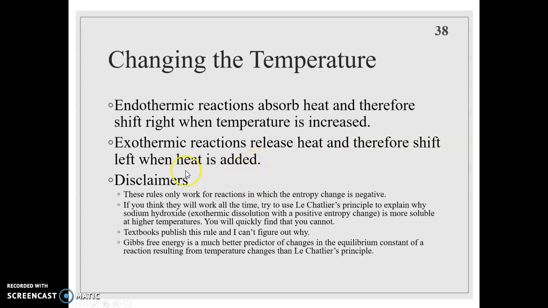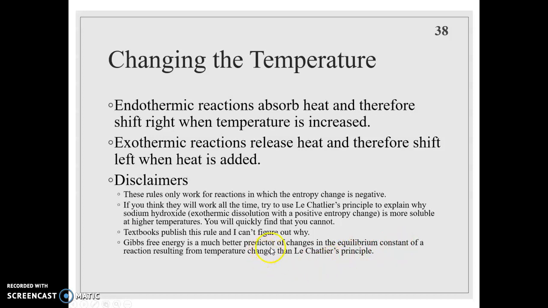Now, there are a few disclaimers here. By the way, this is taught in lots of chemistry books, including the AP chemistry book that I use. But there's something that's kind of wrong here, because these rules only work when the entropy change is negative for a particular reaction. And the way I figured this out is I was trying to explain why sodium hydroxide becomes more soluble at higher temperatures, and you can't explain it with this. So anyways, Gibbs free energy is the better way to predict what's going to happen to the equilibrium constant with changes in temperature.